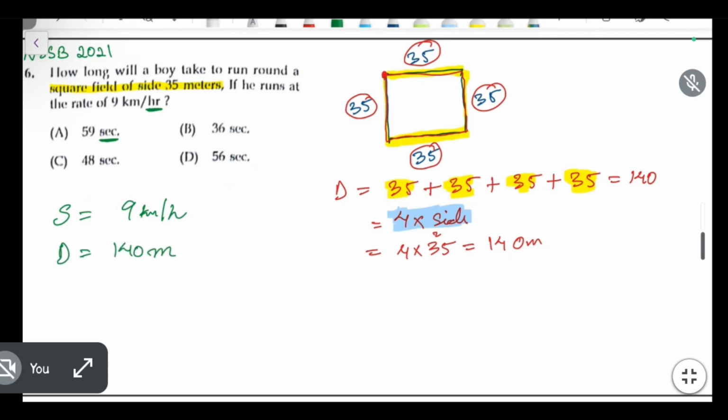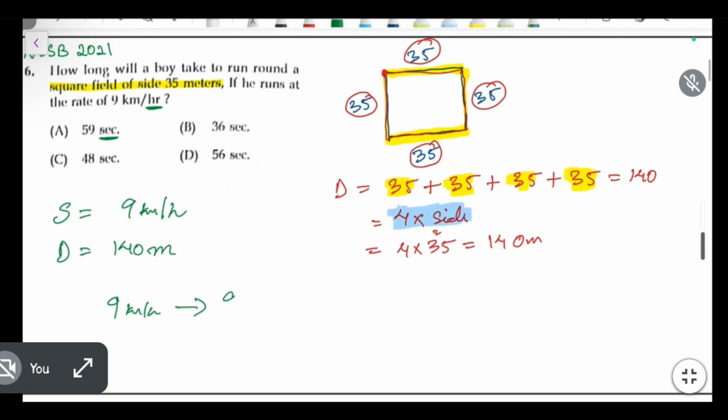But let us convert this speed to meter per second, because we need our answer in terms of second. So if I convert this 9 kilometer per hour to meter per second, what do we need to do? We need to multiply it by 5 divided by 18, to go from kilometer per hour to meter per second. So let us simplify this one. 9 2s are 18. That means I'll have 5 divided by 2 meter per second.